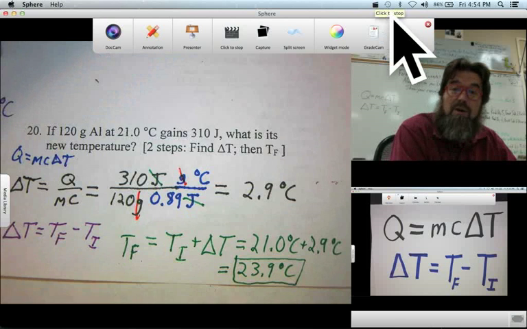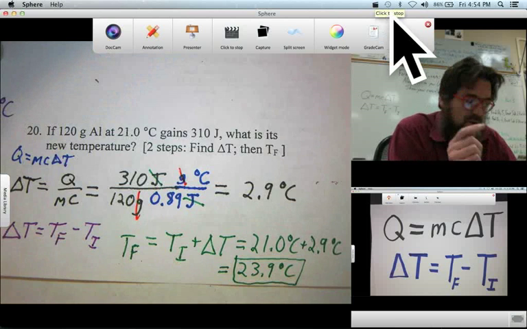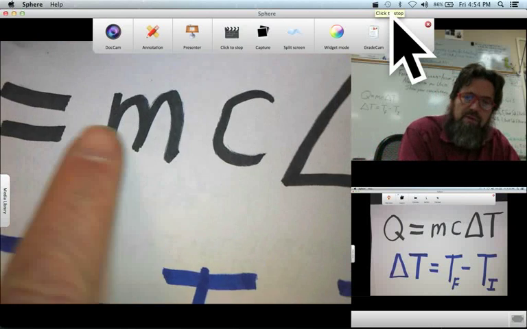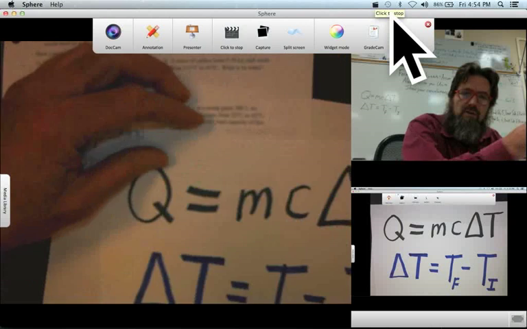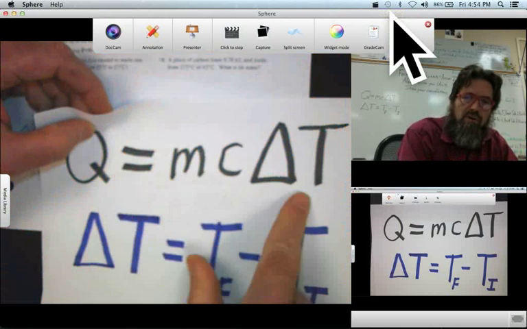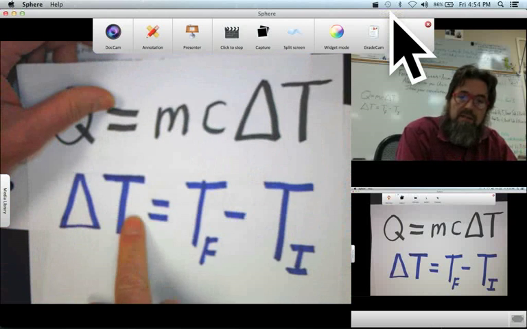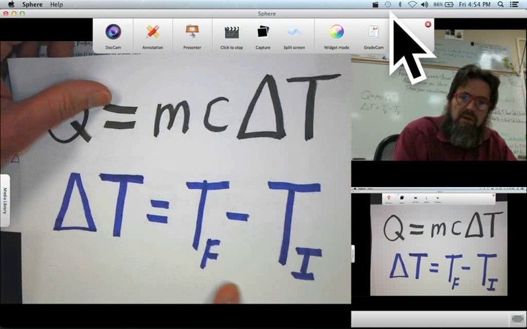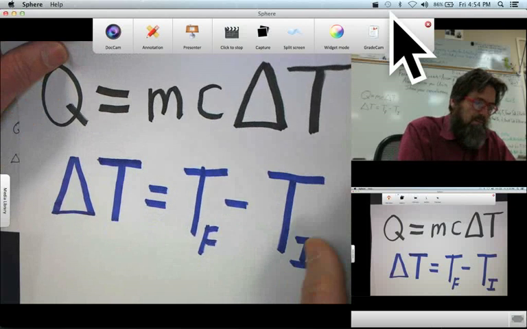So, remember, whenever you use the equation Q equals mc delta T, it has to all refer to the same substance, and delta T equals T final minus T initial. Keep those straight because the sign of delta T matters.